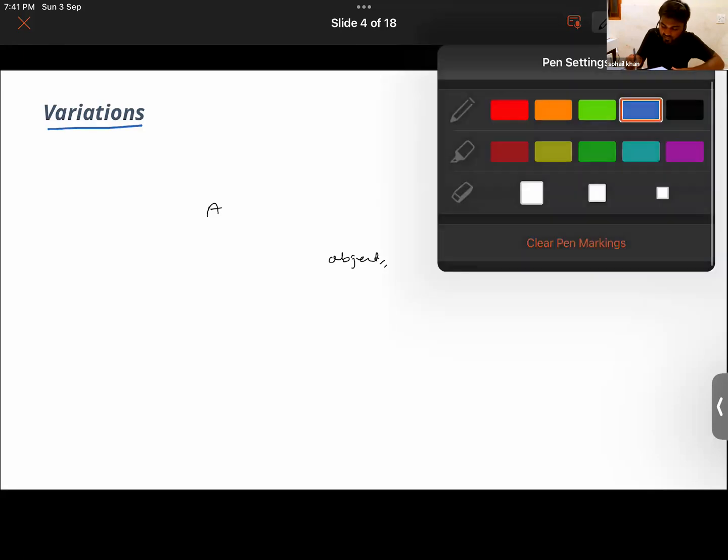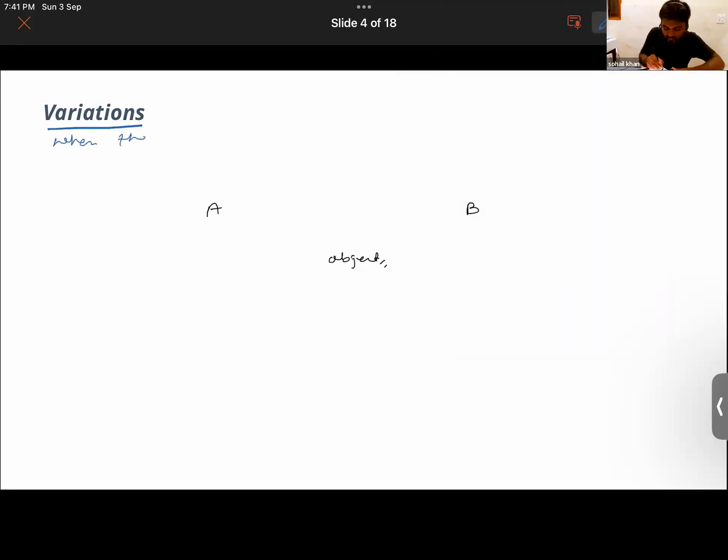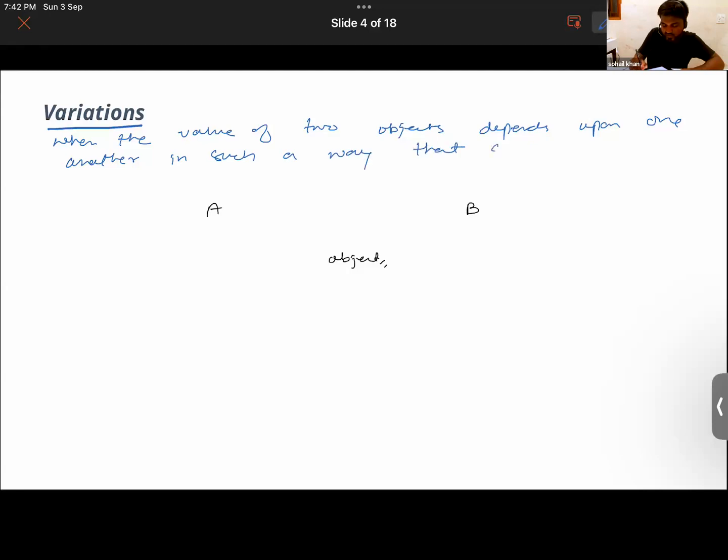So let me write it over here. When the value of two objects depends upon one another in such a way that decrease or increase in the value of one object influences the value of another object, then we say it is.